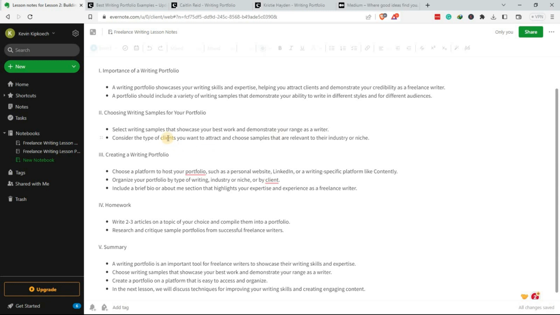You need to consider the type of client also when you're putting together a portfolio. Of course, you need to consider who you want to attract, and then choose samples that are relevant to the industry. So let's say I'm a freelance writer focusing on creating blog posts. Say I normally write for e-commerce websites, or marketing blog posts.